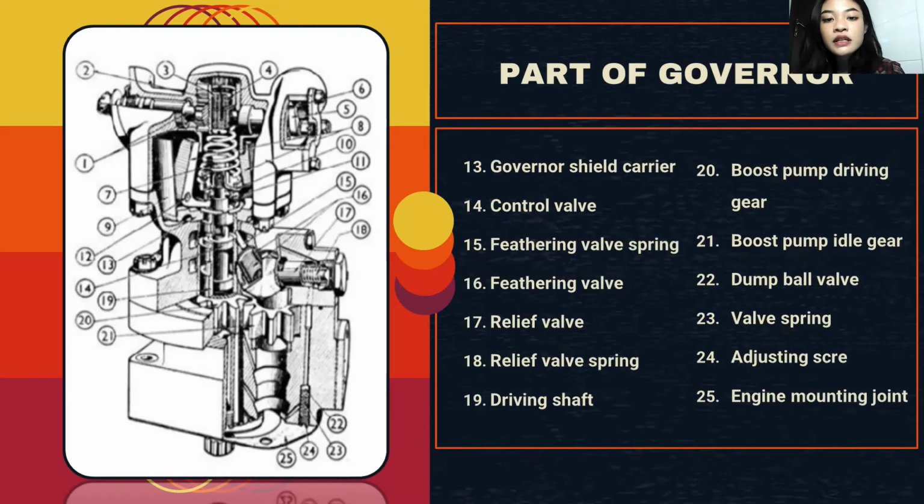Number 13, governor shield carrier. Number 14, control valve. Number 15, floating valve spring. Number 16, floating valve. Number 17, relay valve. Number 18, relay valve spring. Number 19, driving shaft. Number 20, boost pump driving gear. Number 21, boost pump idle gear. Number 22, dumbbell valve. Number 23, valve spring. Number 24, adjusting gear. And number 25, engine mounting joint.